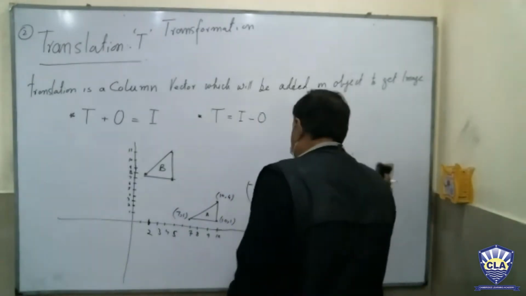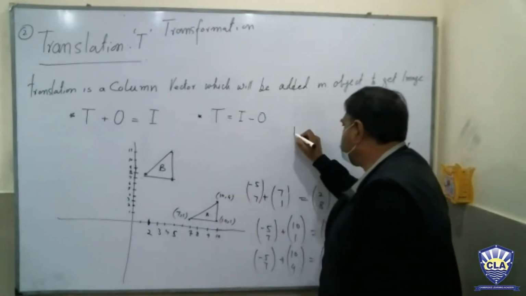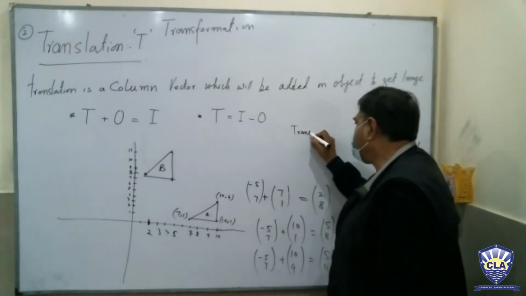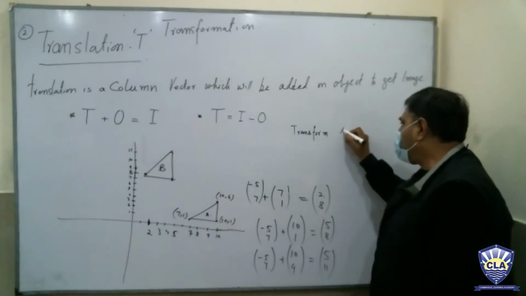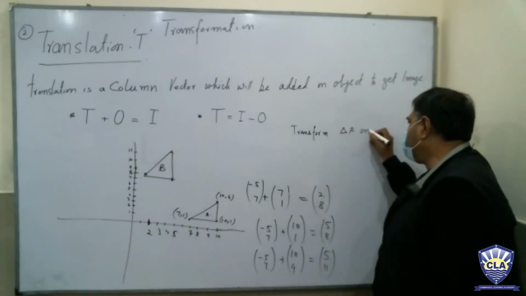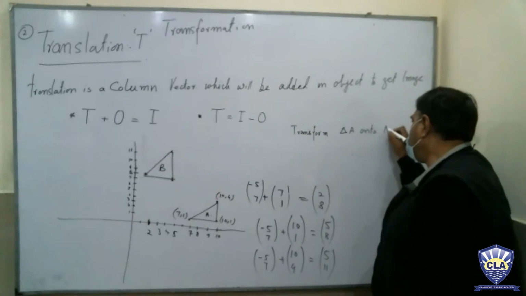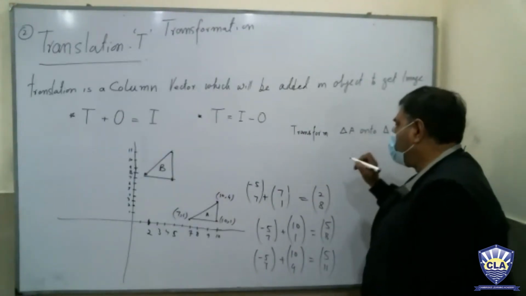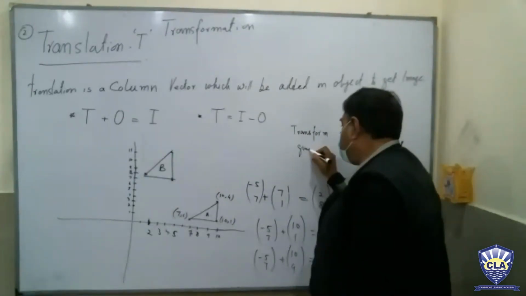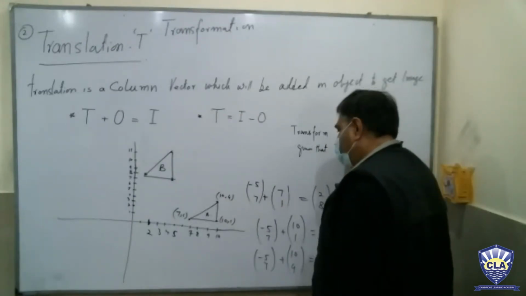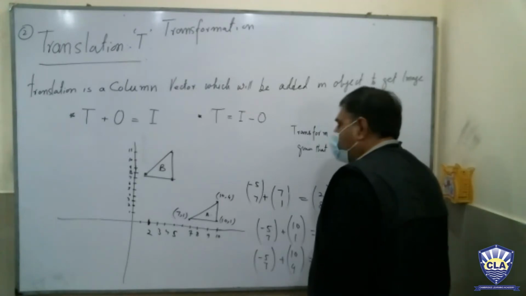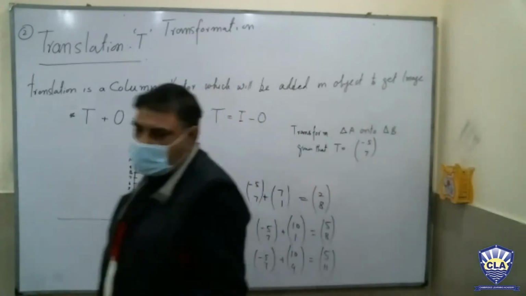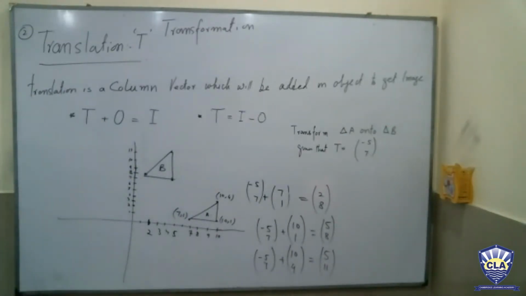Transform triangle A onto triangle B. Given that T equals minus 5 and 7. Capital T stands for translation. So translation is given to you.